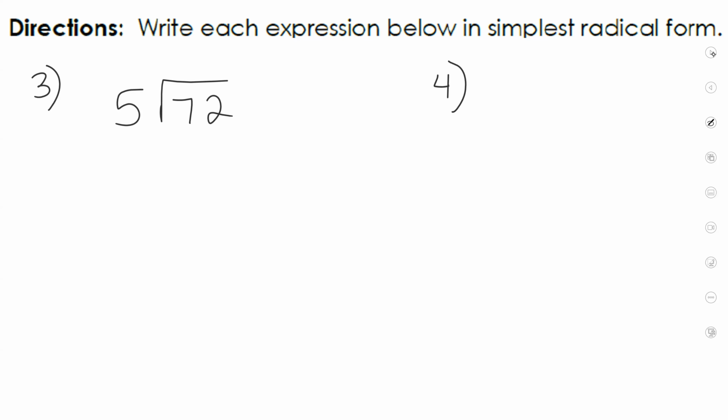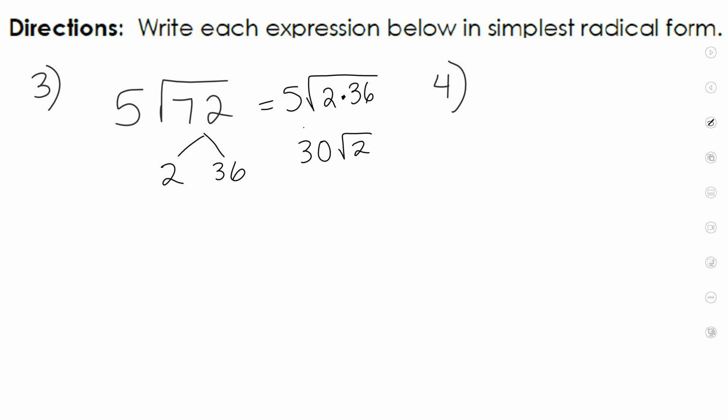72. Can we pick two numbers that multiply to give me 72? Let's do 2 and 36. There we go. So I can rewrite this as 5 square root of 2 times 36. And what's the square root of 36? 6. So that means 6 will be on the outside with the 5. So that would be 30 square root of 2, because there's a 5 already on the outside. So 5 times 6 will give you the 30.